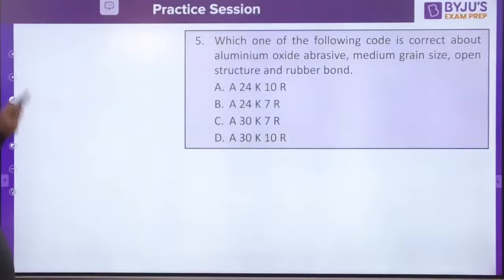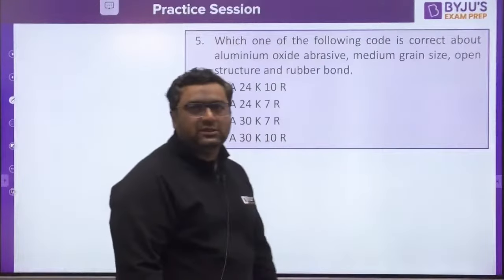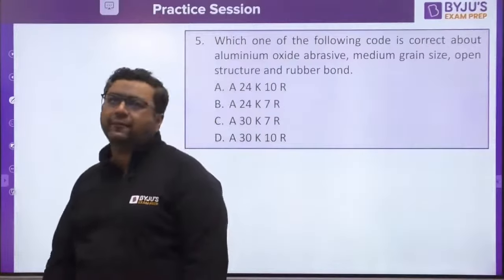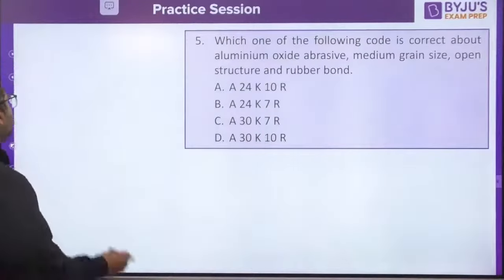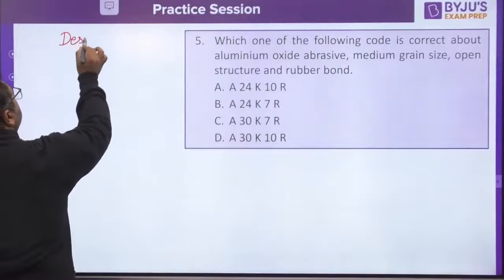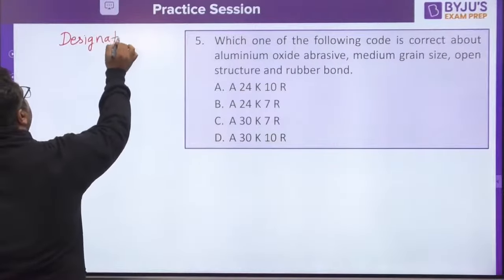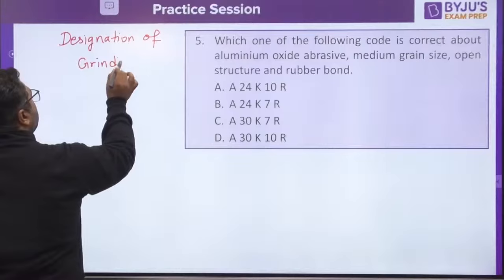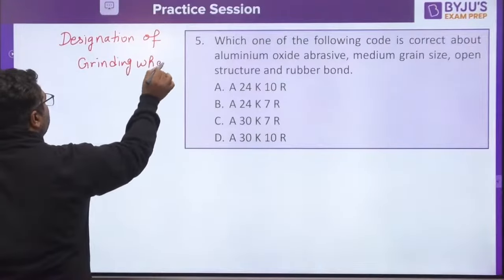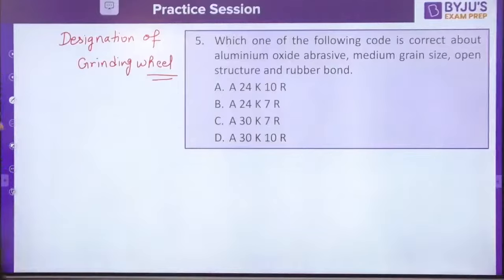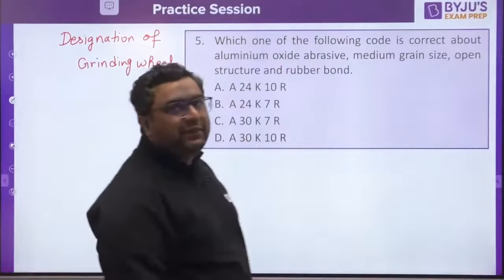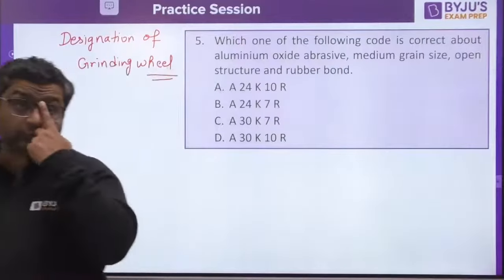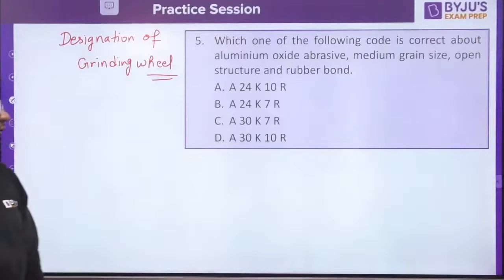So guys, today we have a total of 22 questions. And this is from which topic? Grinding. So this question is from grinding: designation of grinding wheel. This type of question you can have in HAL and BARC both. In GATE also this type of question has been there many times. So just try to solve it, guys.